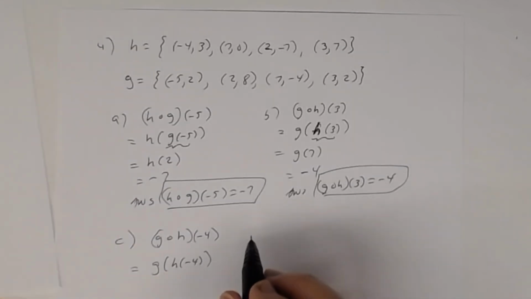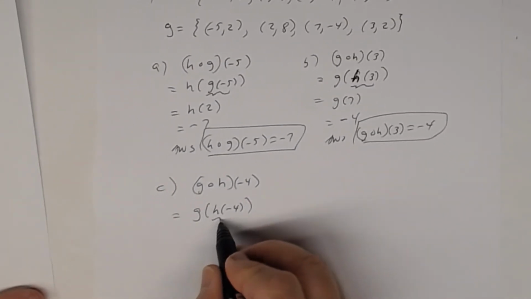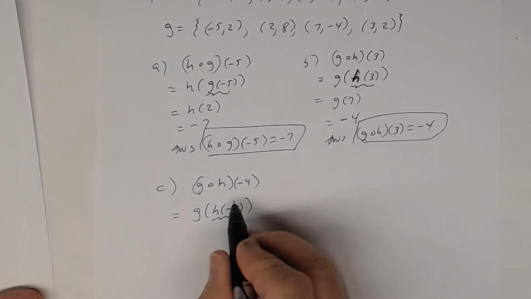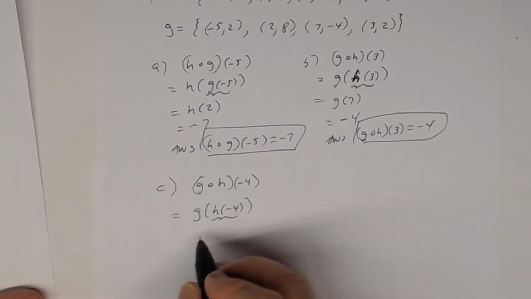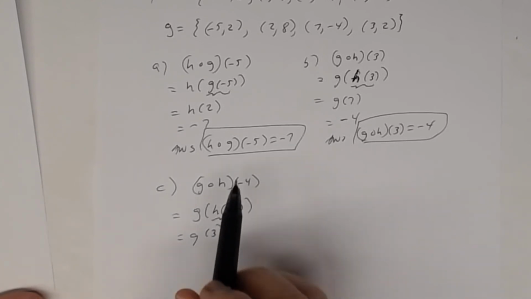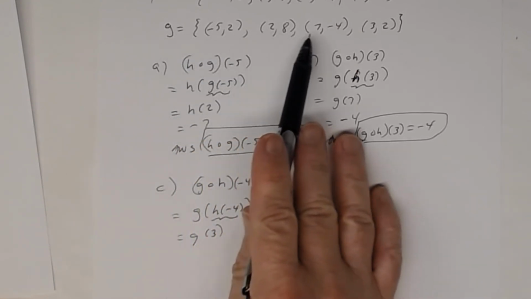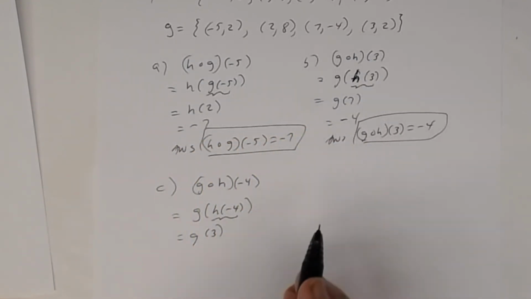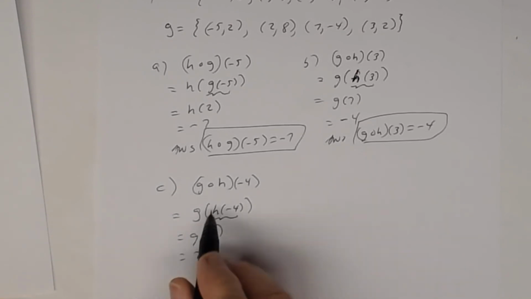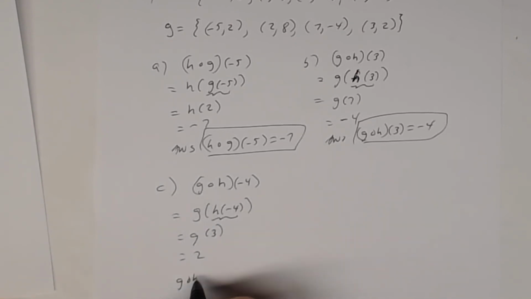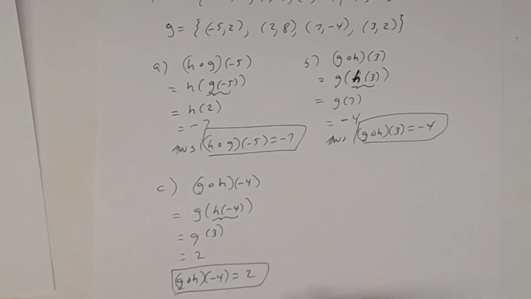And now I know that this little part right here that I was trying to find is 3. So this becomes g of 3. And then I go to my function g, and I got to find my y value when x is 3. So when x is 3, which is here, my y value is 2. And so there's your answer. g composed with h at negative 4 equals 2. That's the answer. Let's do one more with this.